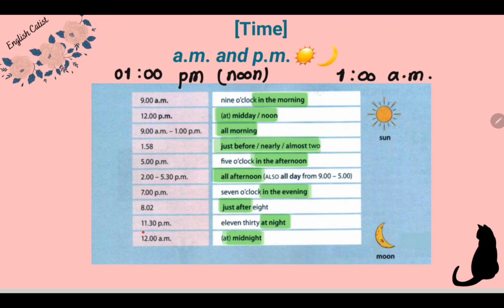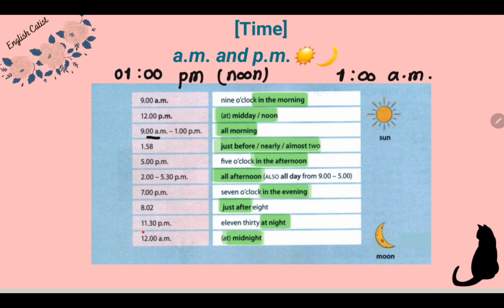Now, we want to look to this table together. For example, the first one is 9 a.m. It means 9 o'clock in the morning. 12 p.m. As I said, we can say midday or noon. At midday or at noon. This one, 9 a.m. to 1 p.m., it means all morning.